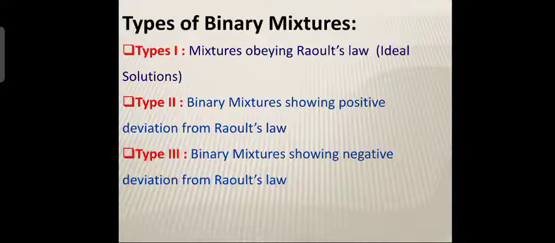Next slide. Now based on Raoult's law, there are three types of binary mixtures: type 1, type 2 and type 3. What is a type 1 mixture or type 1 solution? Mixtures which obey Raoult's law. If a mixture obeys Raoult's law exactly, that is also called an ideal solution. So type 1 solutions are also called ideal solutions. Type 2 solutions are the binary mixtures showing positive deviation from Raoult's law. Type 3 solutions are the binary mixtures showing negative deviation from Raoult's law.